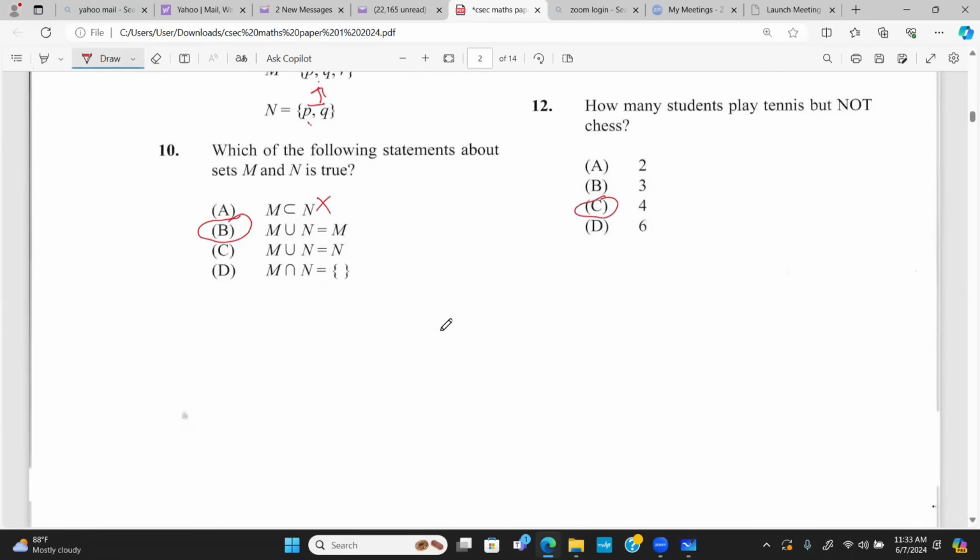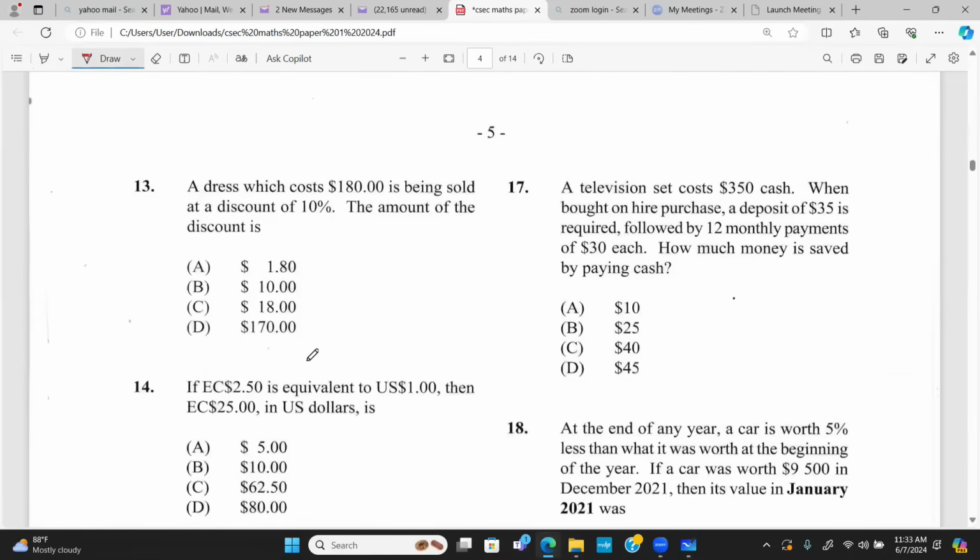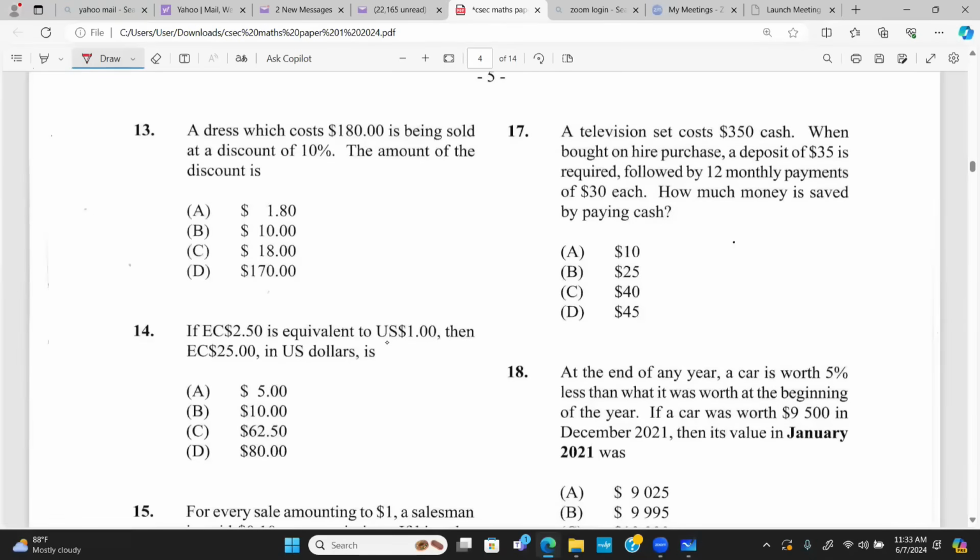Here we are, number 13. Number 13 says a dress which costs 180 is being sold at a discount of 10%. The amount of the discount means the discounted amount is 10% of 180. 0 cancel 0, 18. The amount that will be coming off is 10%, $18. That's the discounted amount.